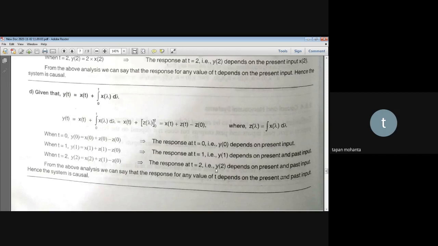Similarly, t equals 2. y of t depends on the future and the past input. Okay. So from the above analysis, we can say that the response for any value of t depends on the present and the past input. So the system is a causal system.